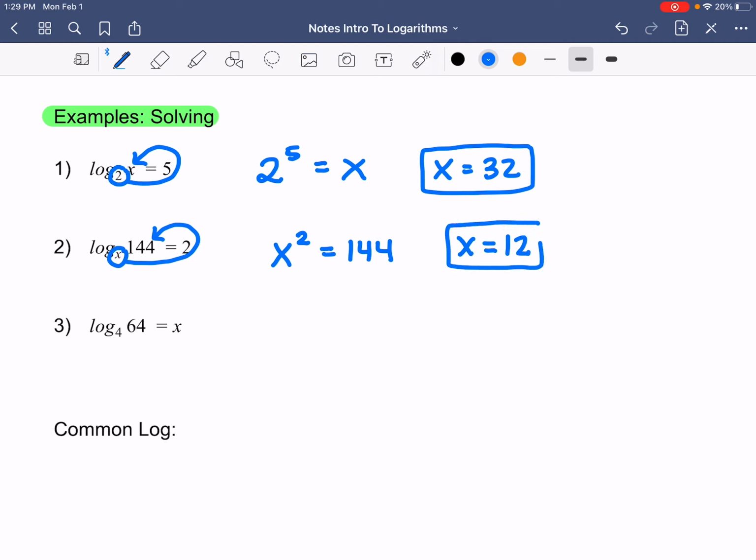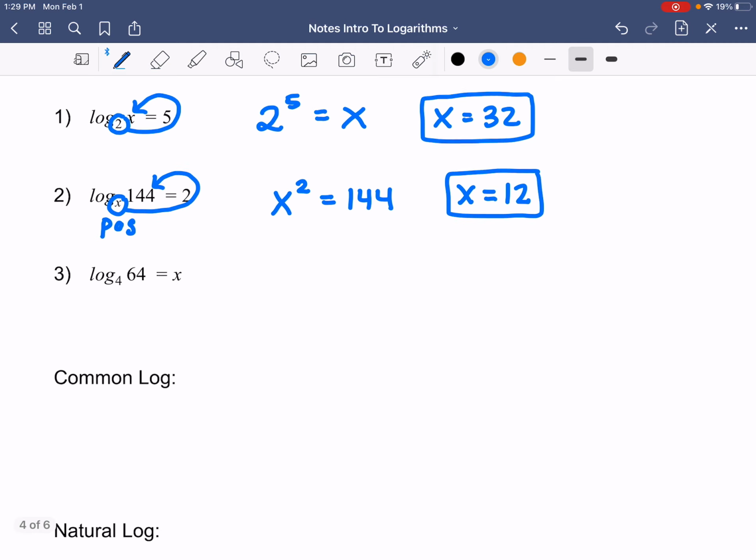12 squared is 144. Some people might be thinking, well, what about negative 12? Because negative 12 squared is also 144. But you can't have this number as a negative. It has to be positive. Your log base cannot be 0. It can't be negative. It has to be greater than 0.